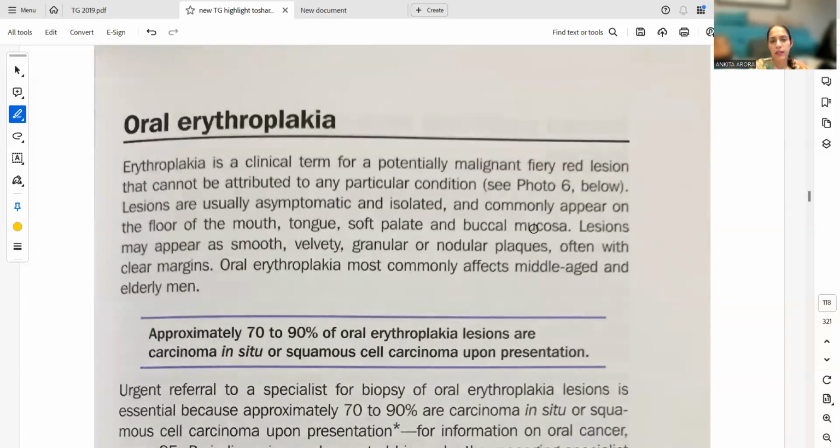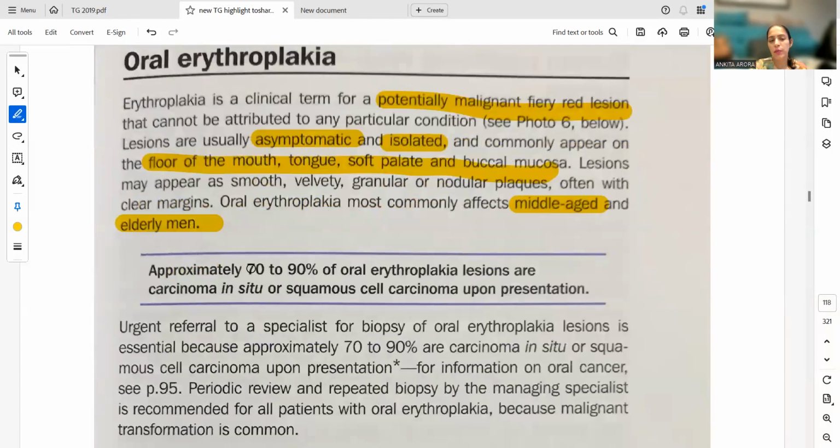Then comes the next term, oral erythroplakia. Like leukoplakia is a white lesion, erythroplakia is a clinical term for a potentially malignant, fiery red lesion that cannot be attributed to any particular condition. Lesions are asymptomatic, isolated, commonly appearing on the floor of the mouth, tongue, soft palate, and buccal mucosa. Lesions may appear as smooth, velvety, granular, or nodular plaques, often with clear margins. Oral erythroplakia most commonly affects middle-aged and elderly men.